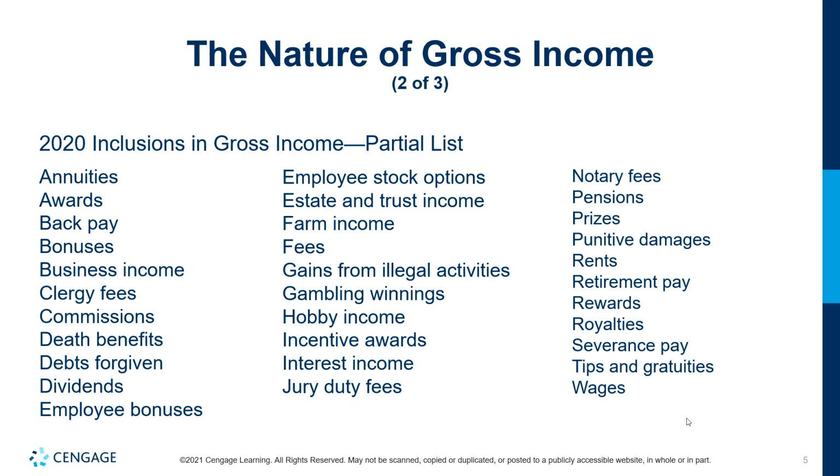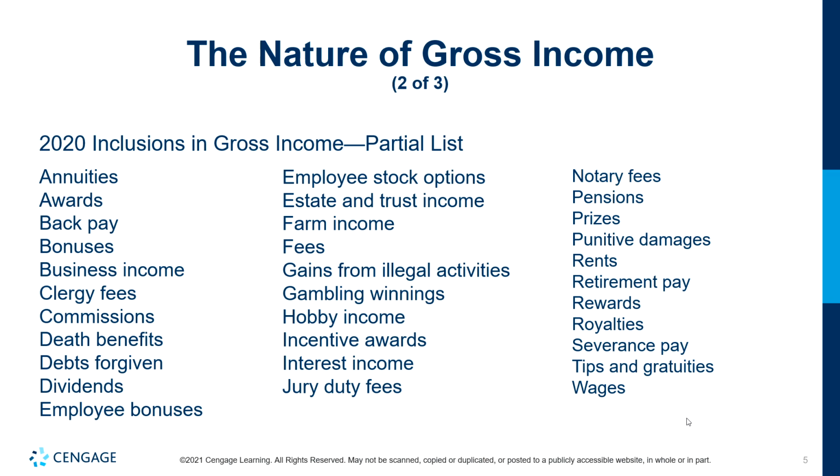Retirement pay. Rewards. Royalties, another Schedule E item. Severance pay. Tips and gratuities. And then finally, the big one of all, wages. Man, that's a big list there. A lot of fun stuff.